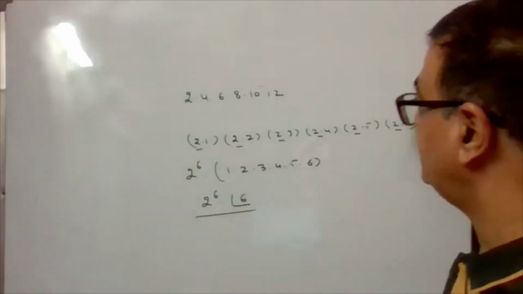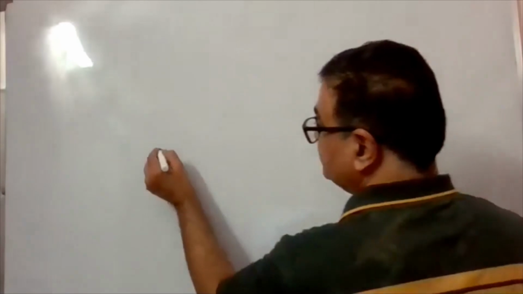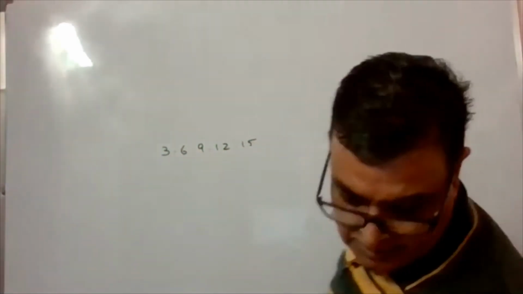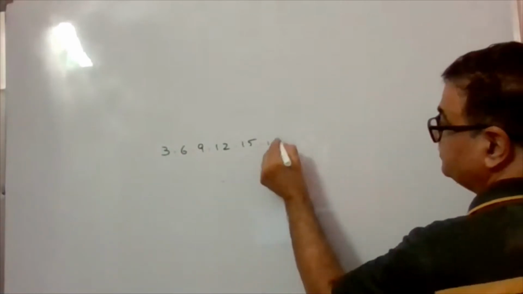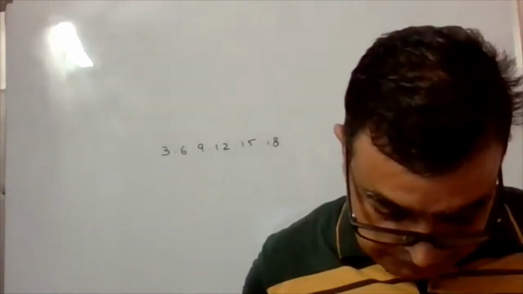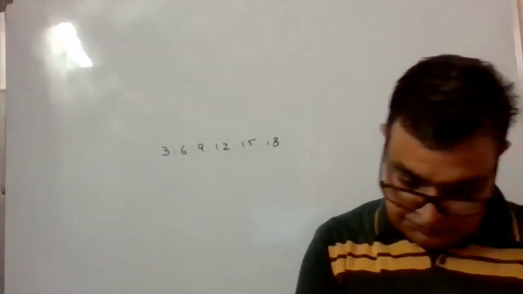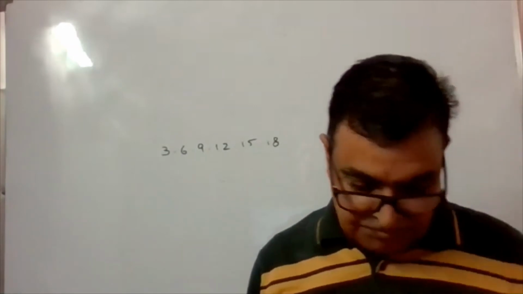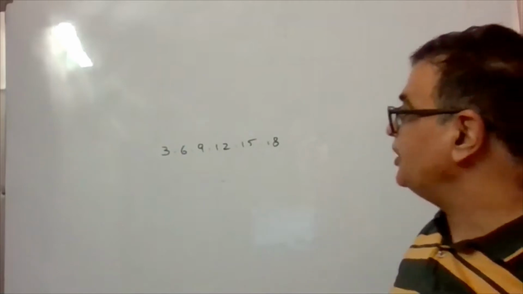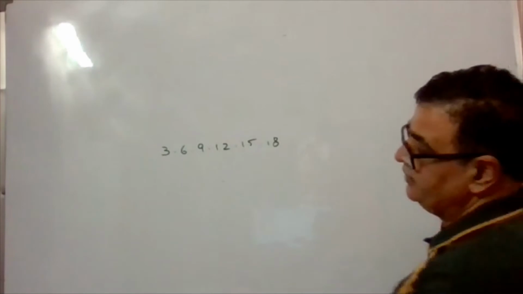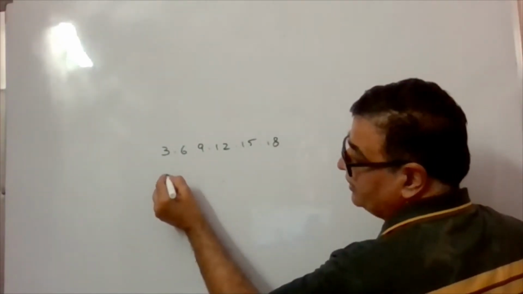One question you try now. 3, 6, 9, 12, 15, and 18. Convert this into factorial, please. Three to the power 6 into 6 factorial. Yes, sir, power 6 into factorial 6.